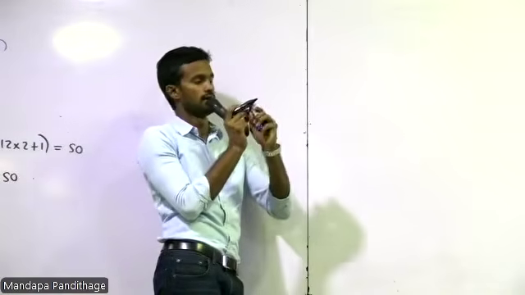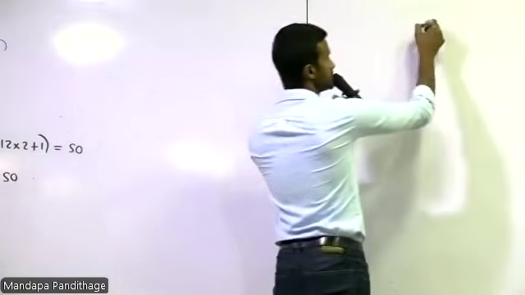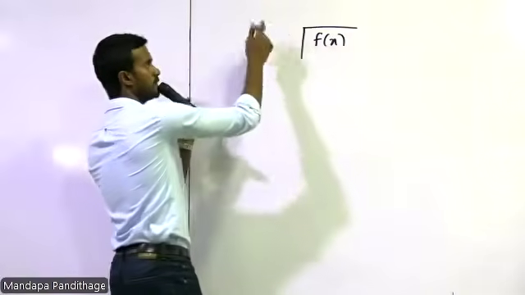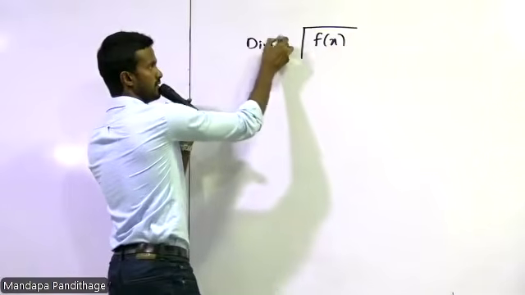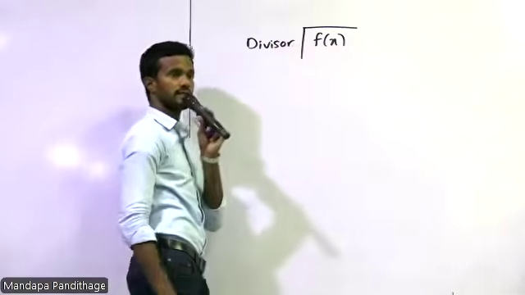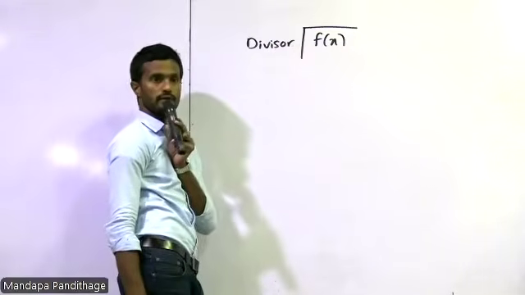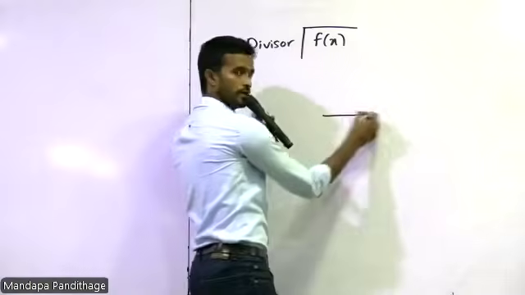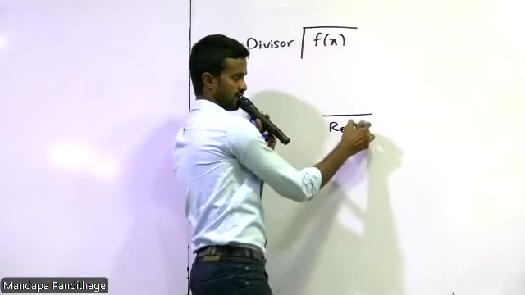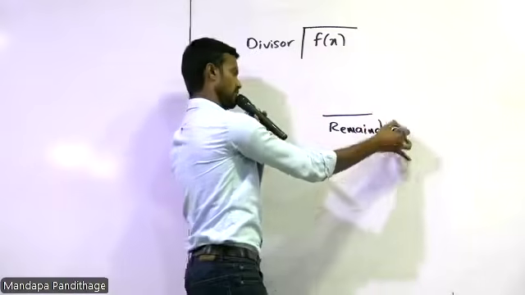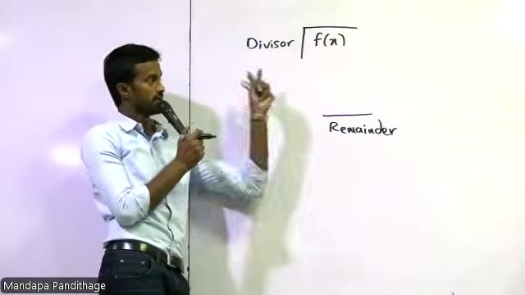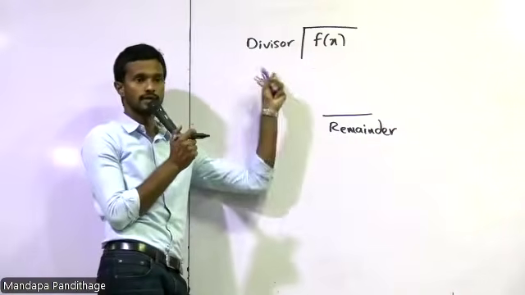So I told you, we have this dividend here and I'm dividing it by someone. So here I have the divisor. So I'm dividing the dividend by the divisor. Pay attention. And then I have a remainder here. So I told you when to terminate the long division is when the degree of the remainder becomes less than the degree of the divisor.